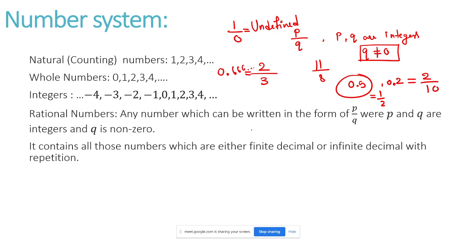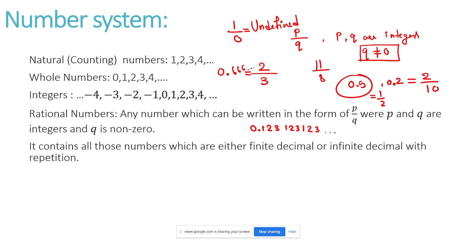For an example, if I write 0.123 recurring, can I say this is a rational number? It is an infinite decimal number. But can I say it is a rational number? Yes, it is recurring, right? So whenever you can see the recurrence, yes, it is nothing but a rational number. Okay. But what is left? Any number which is an infinite decimal and without repetition, that would be called an irrational number.